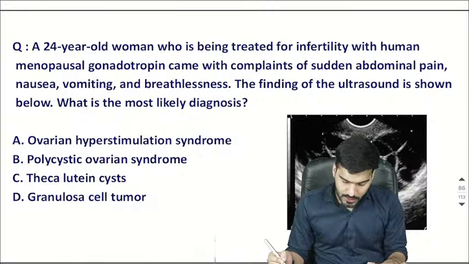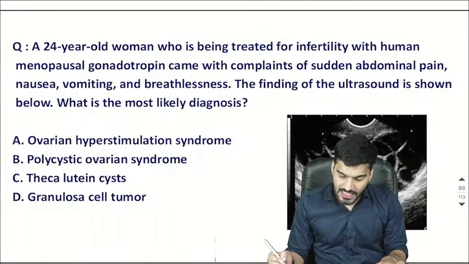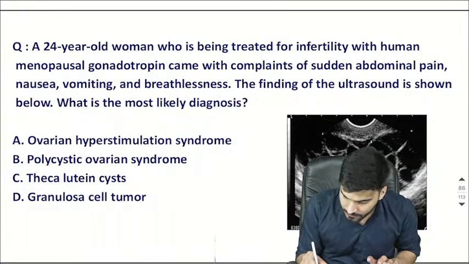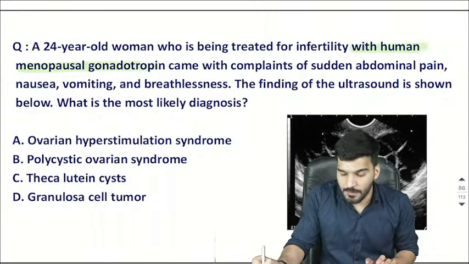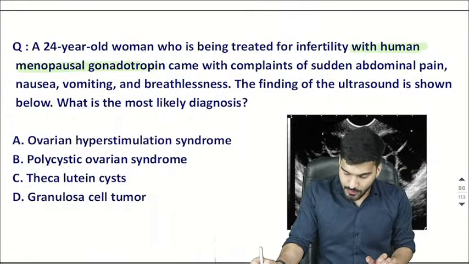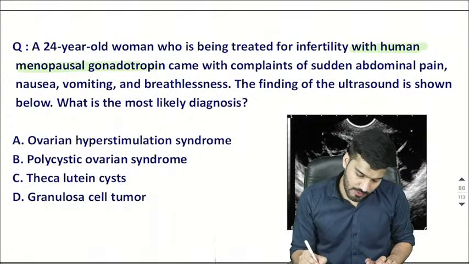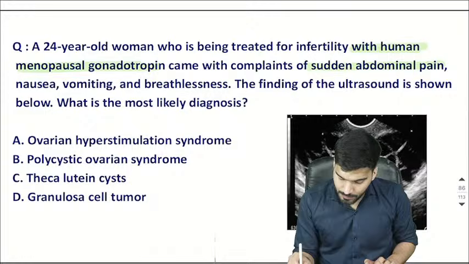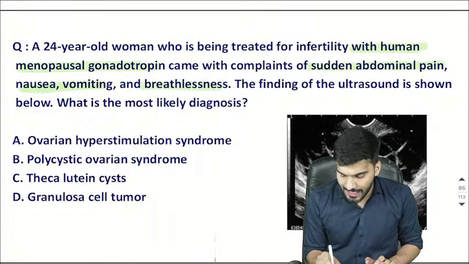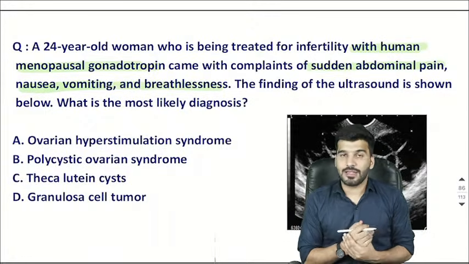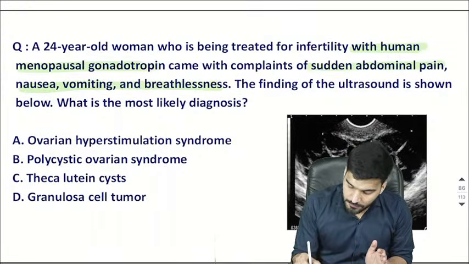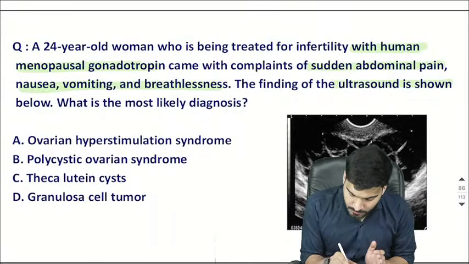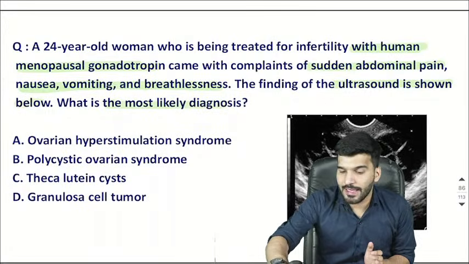A 24-year-old woman who is being treated for infertility with human menopausal gonadotrophin. So she's treated with HMG, and we are giving this stimulation therapy as well. So now she's coming with the complaints of sudden abdominal pain, nausea, vomiting, and breathlessness. The finding of the ultrasound is shown below. What is your most likely diagnosis?